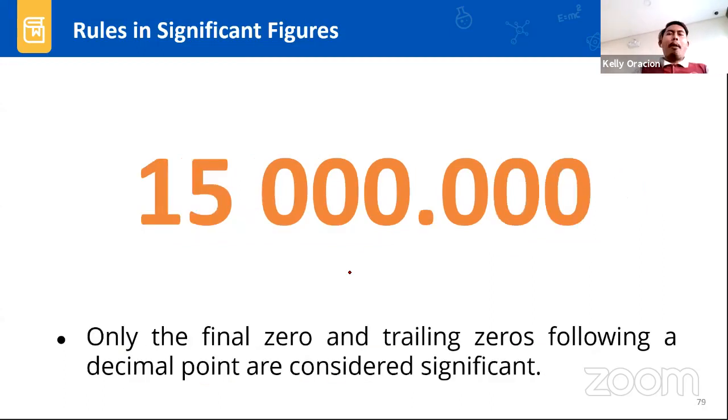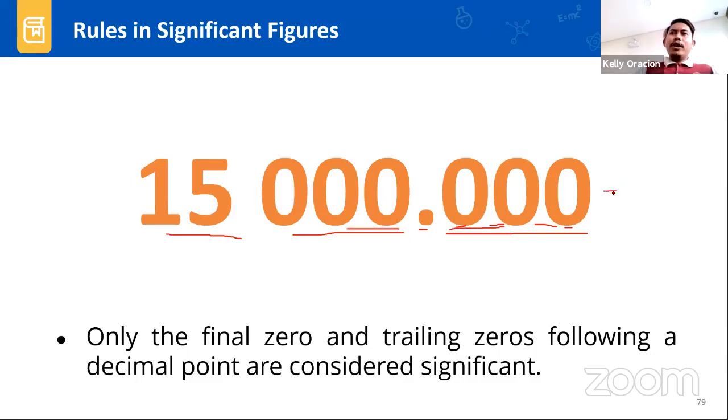Another rule. Only final zero and trailing zeros following a decimal point are considered significant. Again, only the final zero and trailing zeros following a decimal point are considered significant. Now, we have this one. Di ba? Meron siyang decimal point, then meron siyang zero. Itong zero na yan, they are significant. Ito rin, they are significant. Okay? Again ha? They are significant.